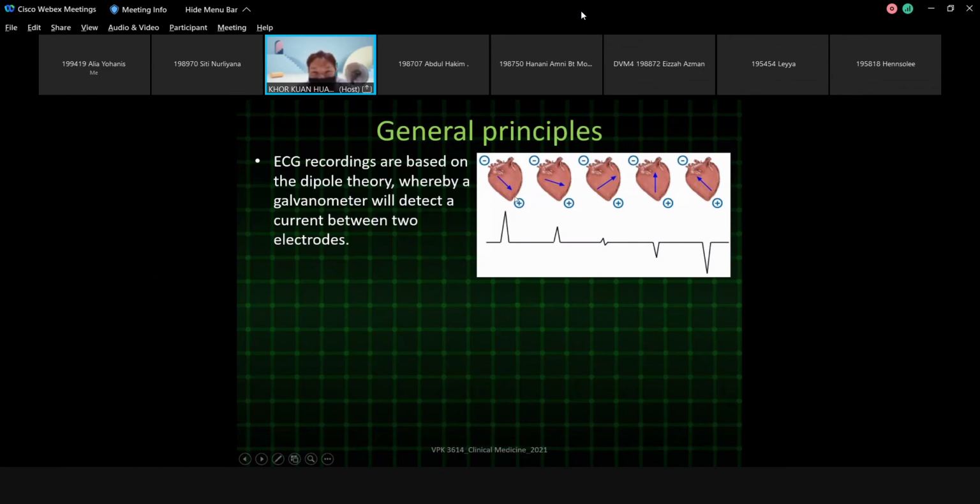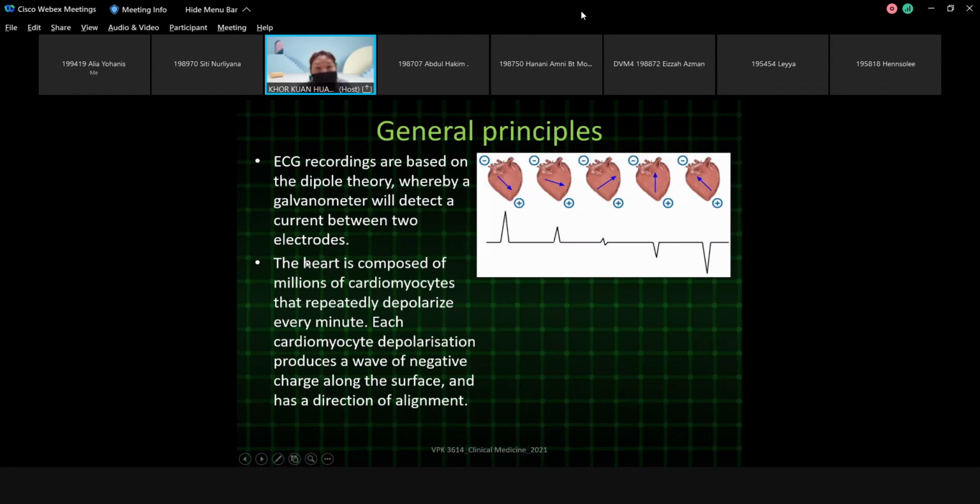So this is the lead towards positive leads. Positive leads. Okay? This one is already cancelled out, balanced out already. Negatively deflected. This is truly negatively deflected.